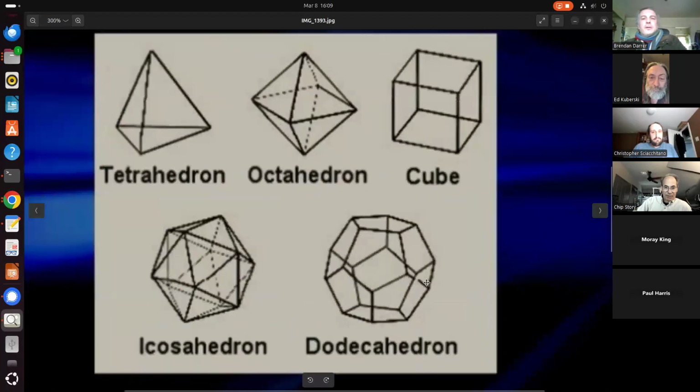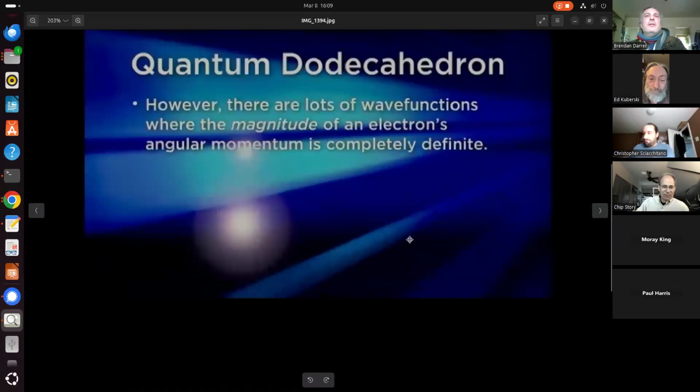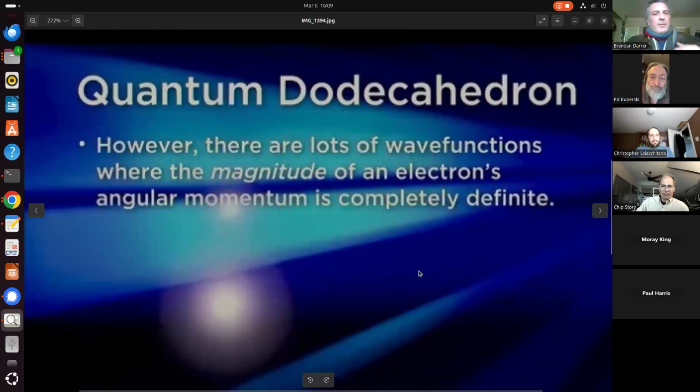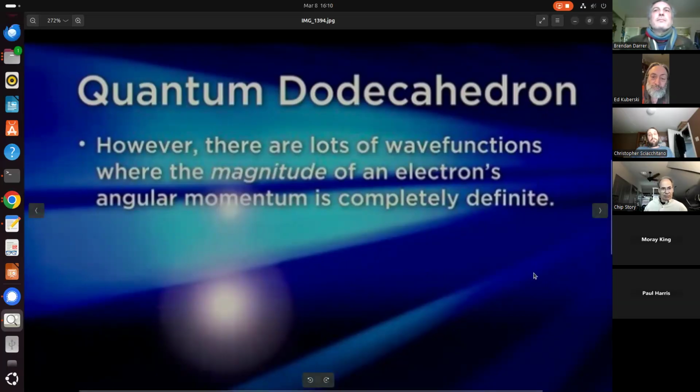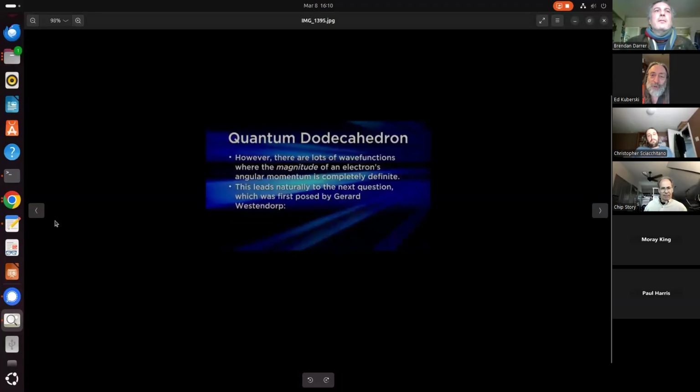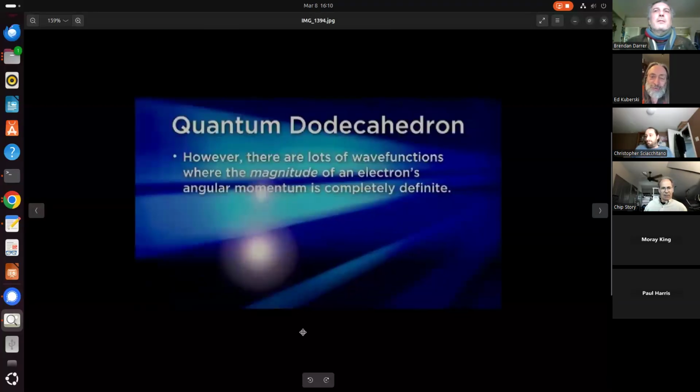There's a picture of the zoo of crystals. There's a tetrahedron, an octahedron, a cube, an icosahedron, and a dodecahedron. Platonic solids, I think they're called. Quantum dodecahedron, quantum being the operative word there. However, there are lots of wave functions where the magnitude of an electron's angular momentum is completely definite. So I'd almost say subquantum dodecahedron. Right?